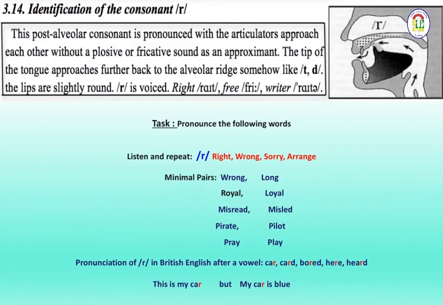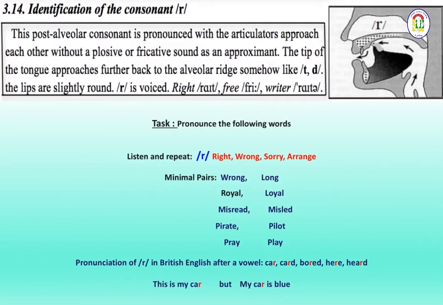Identification of the consonant r. This post-alveolar consonant is pronounced as the articulators approach each other without a plosive or fricative sound, as an approximant. The tip of the tongue approaches further back than the alveolar ridge, somewhat like t and d. The lips are slightly rounded. R is voiced, like in right, free, writer. Task: pronounce the following words. Listen and repeat. Right, wrong, sorry, range. Minimal pairs: wrong, long; royal, loyal; misread, misled; pirate, pilot; pray, play.